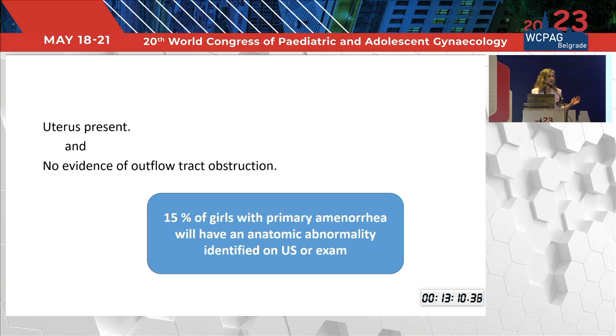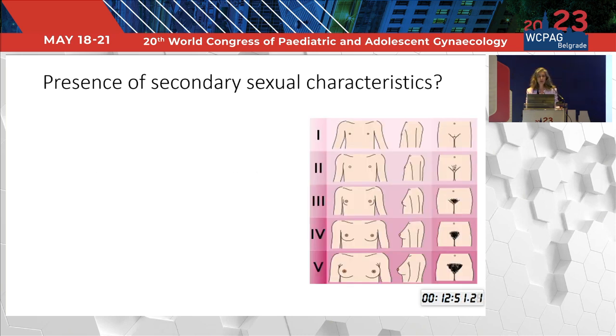So she doesn't have any of these. So we have primary amenorrhea, normal hormonal levels. On ultrasound, she has a uterus. So in the diagram, we go in the arm of primary amenorrhea, normal hormones, and a present uterus. On physical exam, she has secondary sexual characteristics. She has a Tanner stage of 5, fully developed.